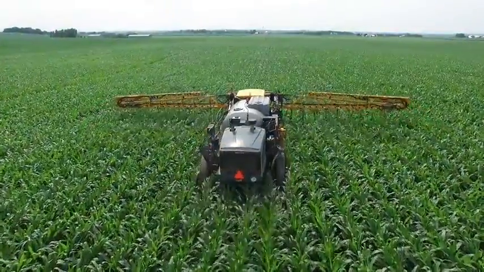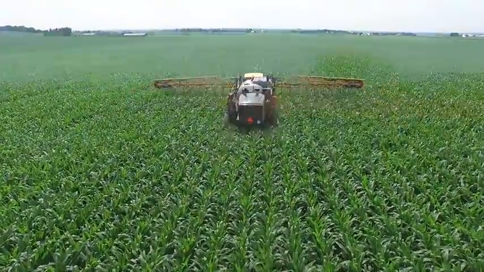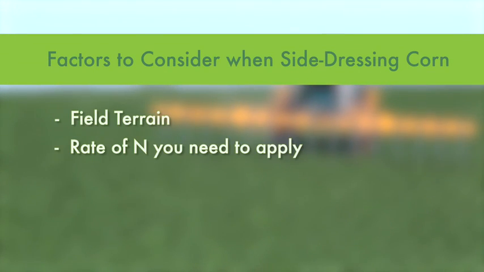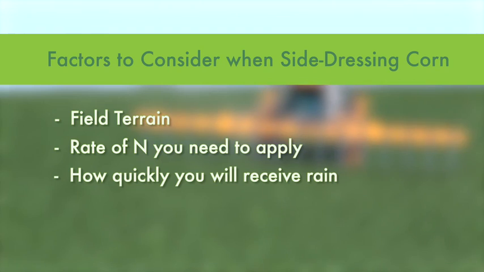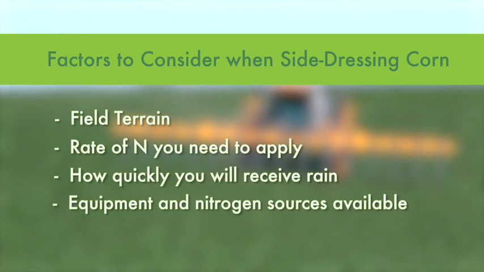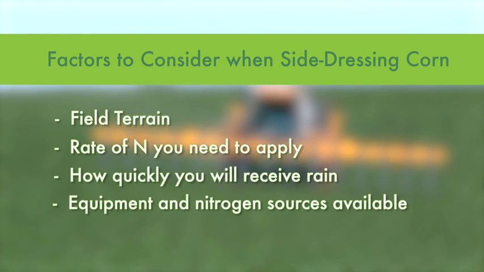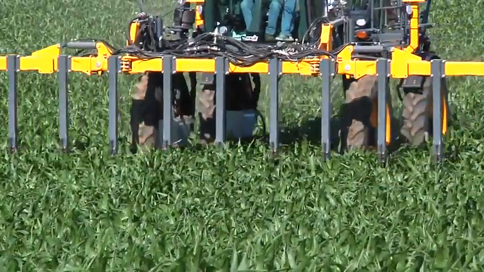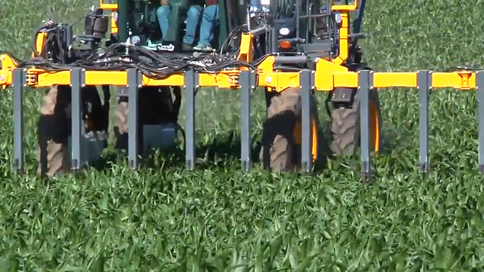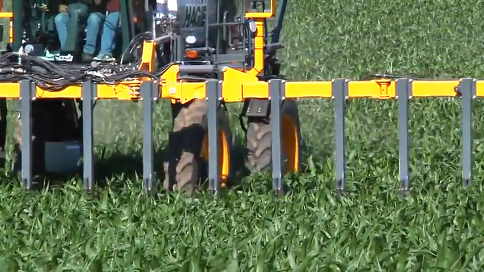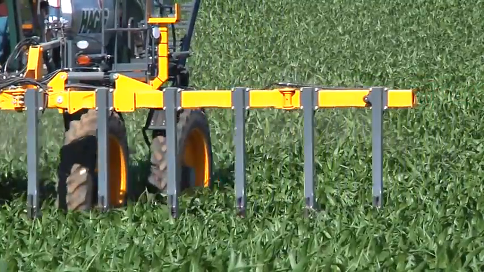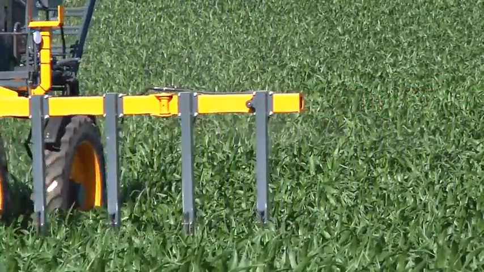So what's the best way to side dress? Well, these methods and others can work. It really depends on your field terrain, the rate of N you need to apply, how quickly you'll get some rain, and what you have available for equipment and nitrogen sources as to what you'll utilize on your farm. If you're getting the nitrogen into the plants without losing it, and you're doing it without hurting very many corn plants in each field, you found a system that works well for your farm. That's all for today's Iron Talk, and now, back to the show.